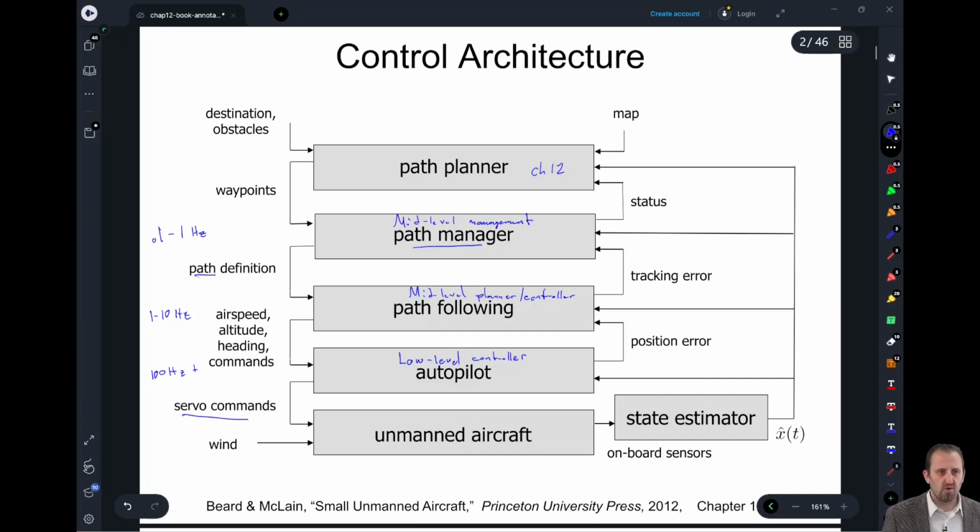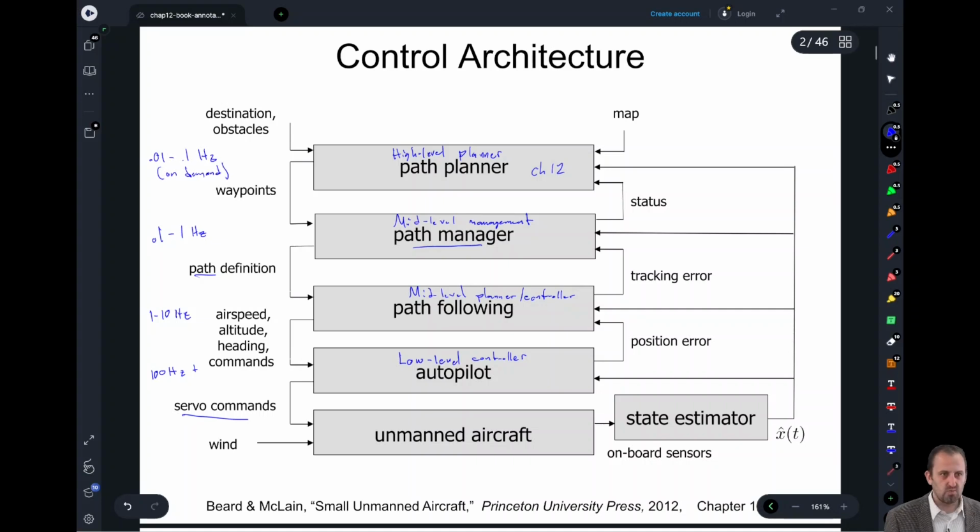And these are just rough orders of magnitude, but the idea is that as we move up, the frequency that we need to be updating our plans or the commands that we're giving to the lower levels, the frequency is much, much lower, right? And then in Chapter 12, we're going to be discussing what could be considered high-level path planning. So this could be a high-level planner. And this could be run at 0.1 to 1 hertz or maybe even on demand as needed, right?